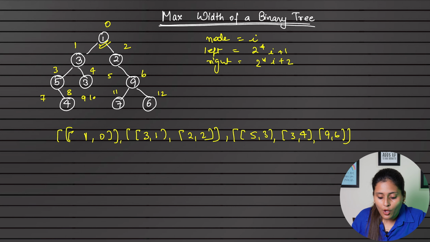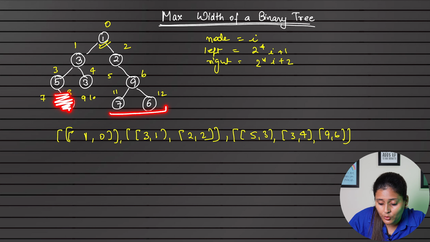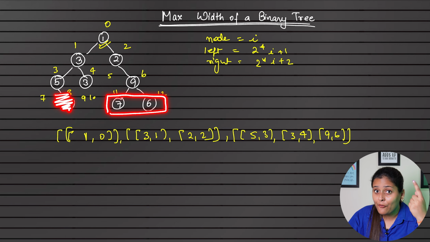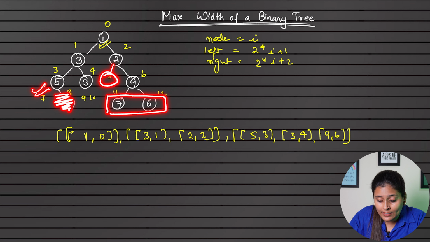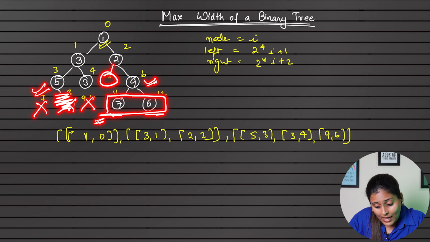it is not correct. Why? Because suppose this node was not there, then the maximum width will be only this, right? See, we have to consider the null, but only if it comes between the left and the right, which are actually the existing nodes. In the last level, the existing nodes are just 11 and 12, not here. So these nulls will not be encountered. So for the last level, the maximum width is nothing but 2, correct?